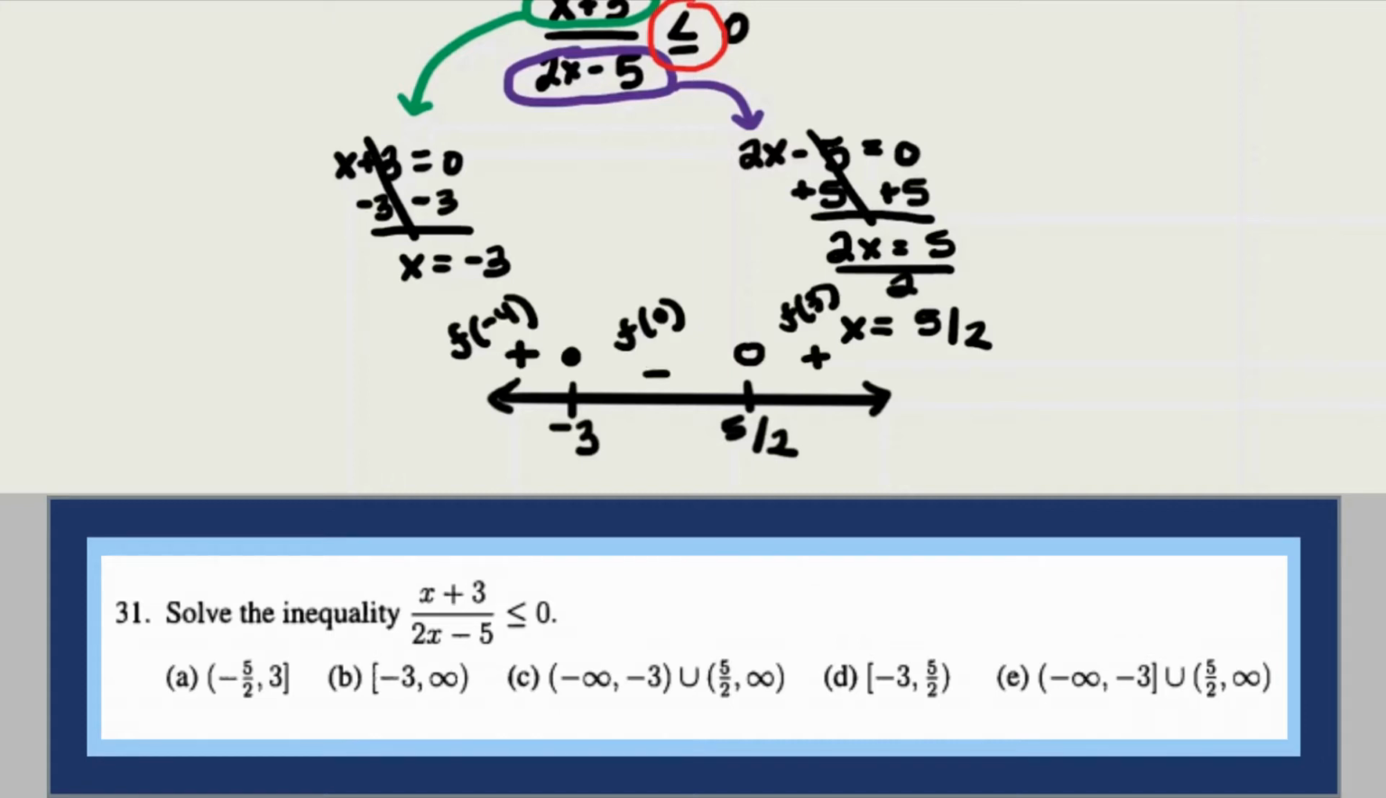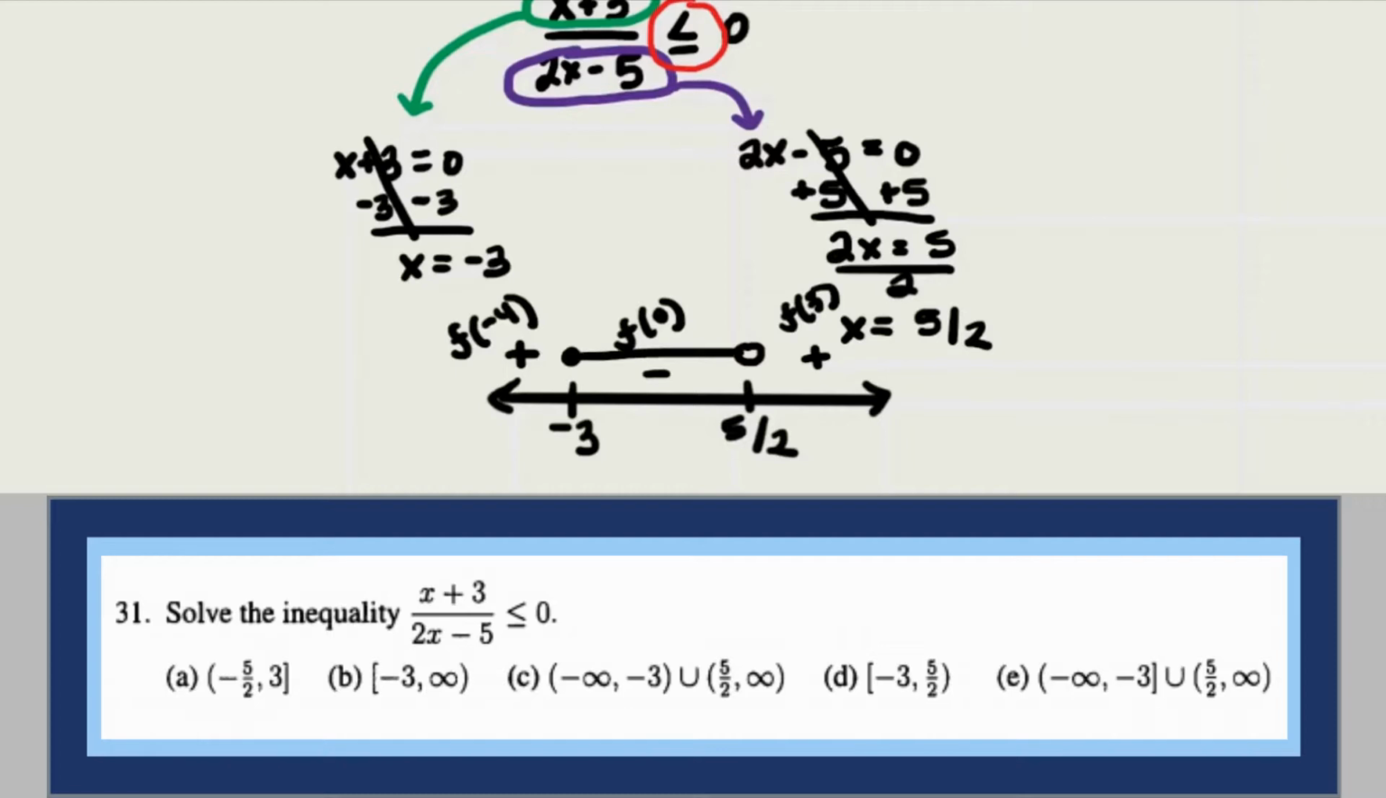Alright guys, so I found what f of negative 4, f of 0, and f of 3 were. When I plugged those values in, for f of negative 4, I got a positive value. For f of 0, I got a negative value. And for f of 3, I got a positive value. We're looking for where the values were negative. So as you see, it's negative where it's between negative 3 and 5 halves. Therefore, this is where our solution is going to come from.